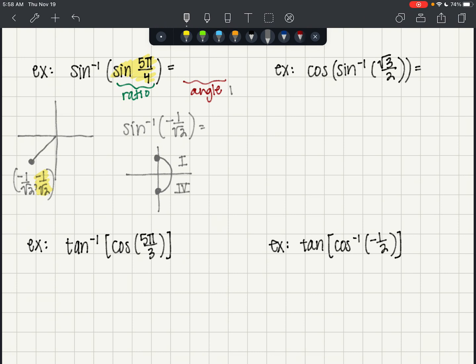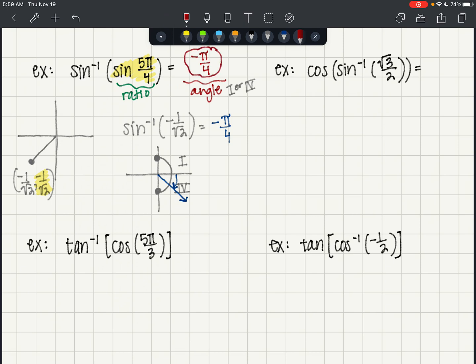So we need an angle in quadrant 1 or 4. It's going to be one or the other, not whichever one we choose. So this is where we have to say, okay, now I need that pi over 4 angle, but it needs to be in quadrant 4. And I can't go the long way to get there. I have to go the short way. So this is negative pi over 4. So our angle is negative pi over 4.